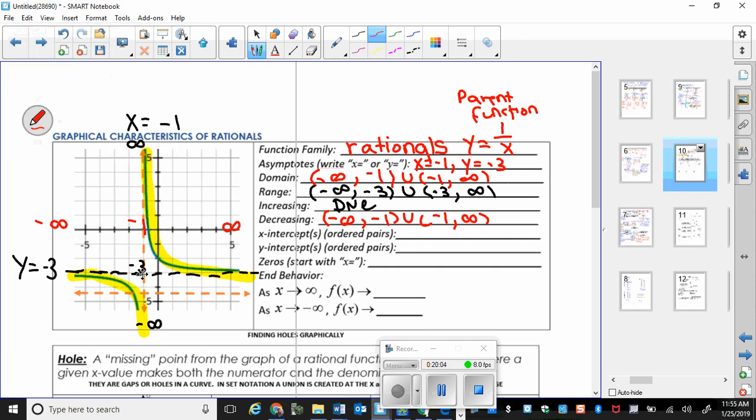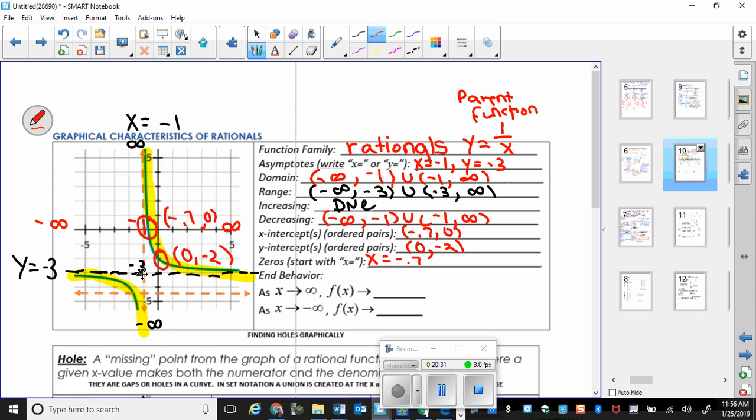Now, x-intercepts. I have an x-intercept here. It's at (-0.7, 0). So (-0.7, 0). And my x value is -0.7. Now, my y-intercept is down here at (0, -2). So I'm going to write (0, -2).